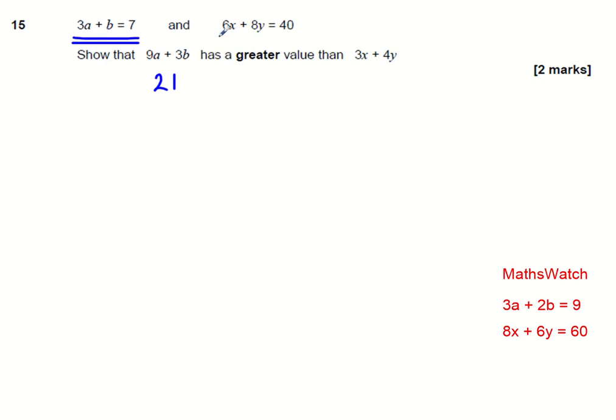If you look at the second one, 6x plus 8y is 40. To get from 6x and 8y down to 3x and 4y, that's half the amount. It's half the amount of x's and half the amount of y's, which means it's half of 40, and half of 40 is 20, and we have done it. 21 is greater than 20.